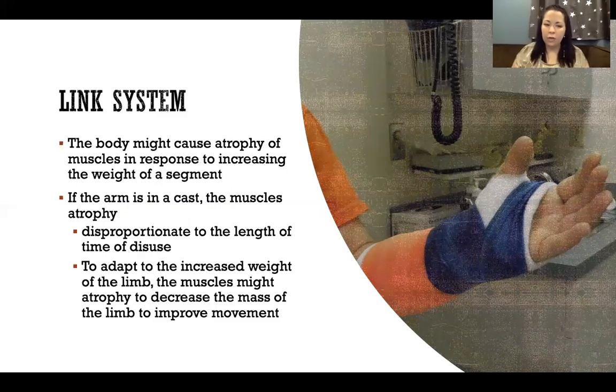So to adapt to the increased weight of the limb, so to the extra mass added by the cast, the muscles atrophy to decrease the mass of the limb to improve the movement. Okay, so the limb, to make up for the extra mass of the cast, will actually atrophy to reduce the mass of the limb so that we don't have as much of an issue in our normal movement. So it's sort of like the muscle is decreasing to try and make up for the fact that the limb increased when we added the cast. So it's a disproportionate loss of muscle and bone mass compared to the amount of actual disuse that's caused.